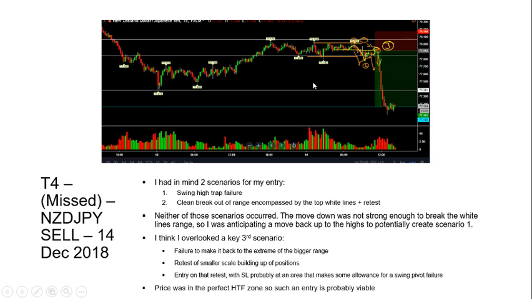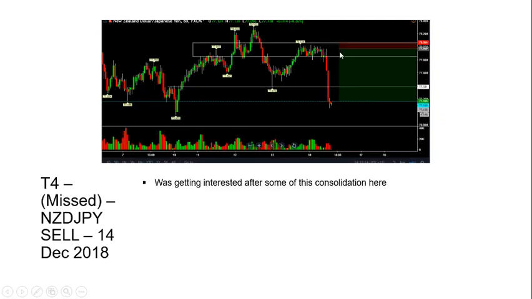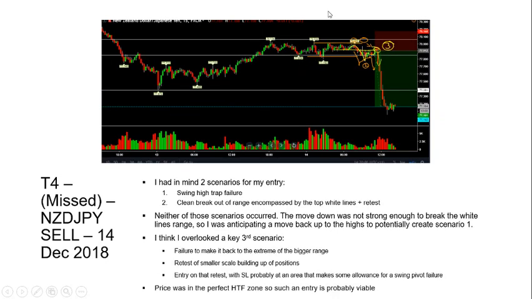And I had two scenarios in mind for my entry when this little small consolidation was happening. My scenarios were a swing high and a trap failure. So it needs to break that high, trap some people into the bias, and then fail. That would be one scenario for my entry. The next scenario was a clean break of this support, a clean strong break, and a retest, right? So that was the second scenario.